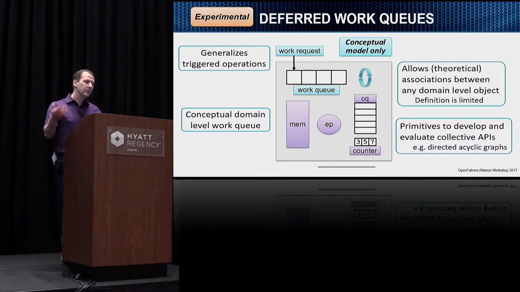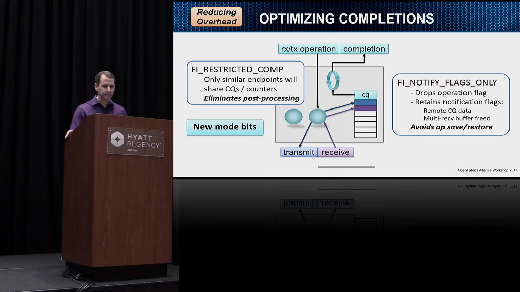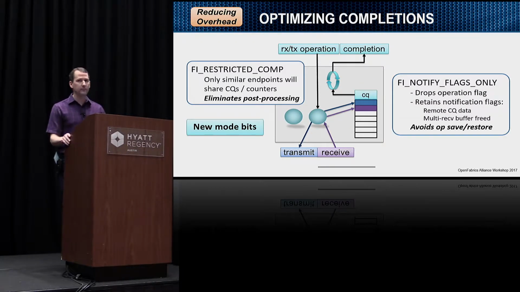So deferred work queues, I'm going to skip details here for time, but this is a first step in trying to work through how we expose an implementation-agnostic way of basic collective offload support. That one's experimental, so we're free to change it, but that's our first step to try to get there.